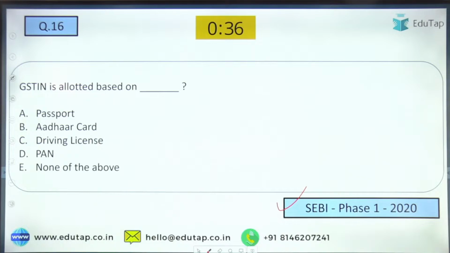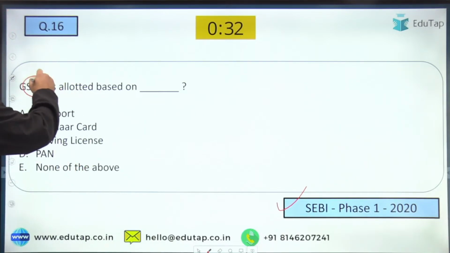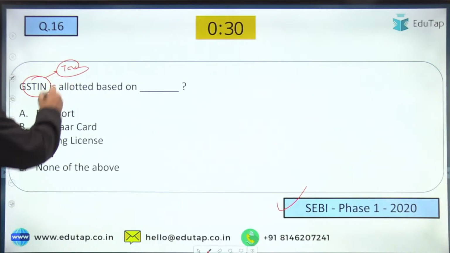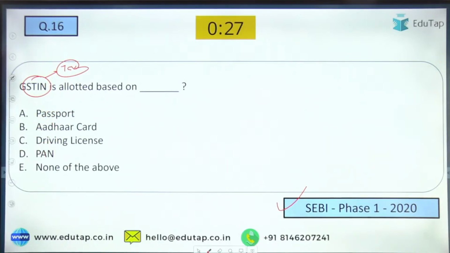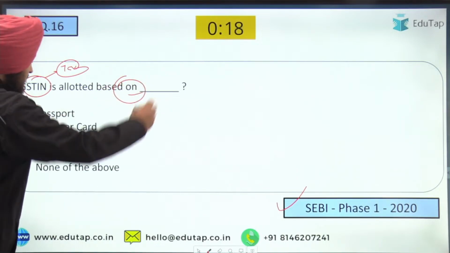So either you know the answer or you don't know the answer, because here you cannot do anything else. And it is very easy. GST-IN is something that is related to tax, and related to tax, which of these is most relevant? Tell me. Yes, very good, Gopal. Yes, PAN is going to be the answer. The PAN card. Fine, it is allotted based on the PAN.